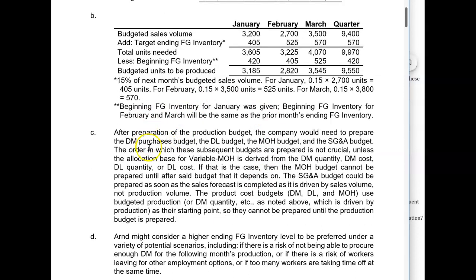All right, then they've got a couple other softer questions here, like after doing the production budget, then they've got to do direct materials, direct labor, overhead, and SG&A. Okay. So, you have to have sales and production first before you can do anything else. All of these solutions are available in the folder too.